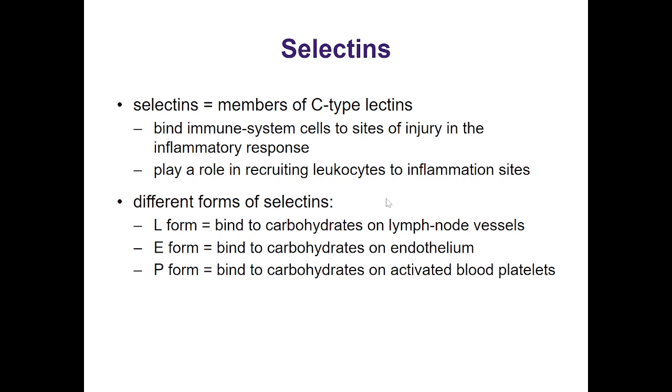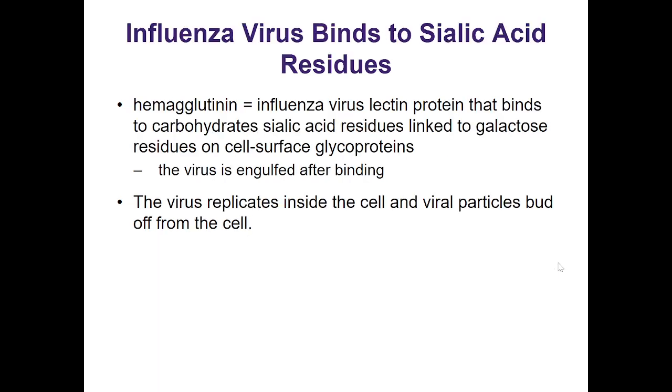There are different forms of selectins. You have the L form. This is going to bind to carbohydrates at the lymph node vessels. You have the E form. This will bind the carbohydrates to the endothelium. And the P form will bind the carbohydrates to the activated blood platelets. Notice these letters actually are lymph for L, endothelium for E, and P is platelet, for blood platelet. Somebody really thought when they did that naming. It's such a good one. They're not always good, right? But when they are, gotta appreciate it, okay?